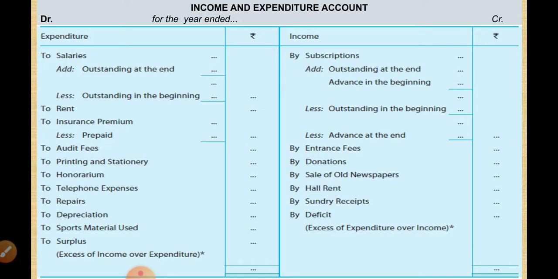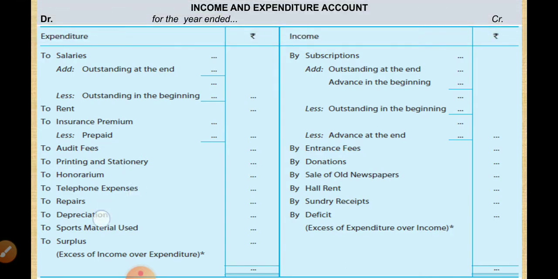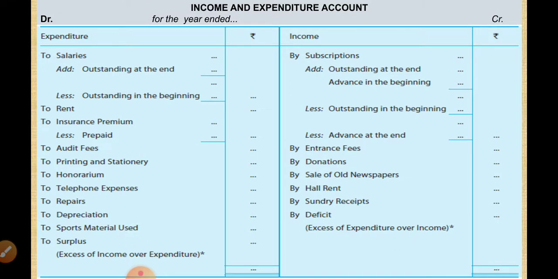So rent is an expense, expenditure side. Insurance premium is an expense, expenditure side. If we have any prepaid insurance, prepaid means for the next year, that is, if we have paid this year itself the insurance premium which actually belongs to the next year, it has to be deducted, reduced. Audit fees, printing and stationery, honorarium, telephone expenses, repair, depreciation will be given as additional information. Then sports materials used. Now, how to calculate sports materials used, I will teach you in another video.